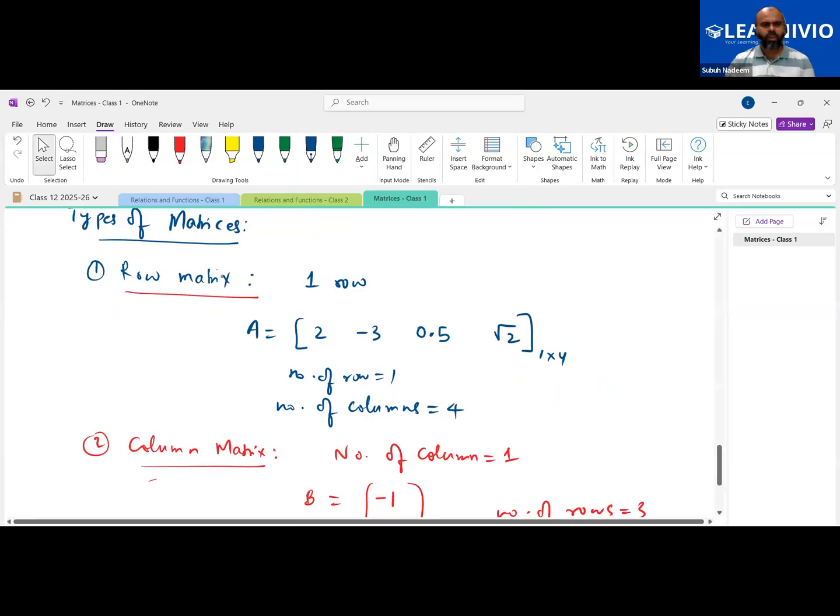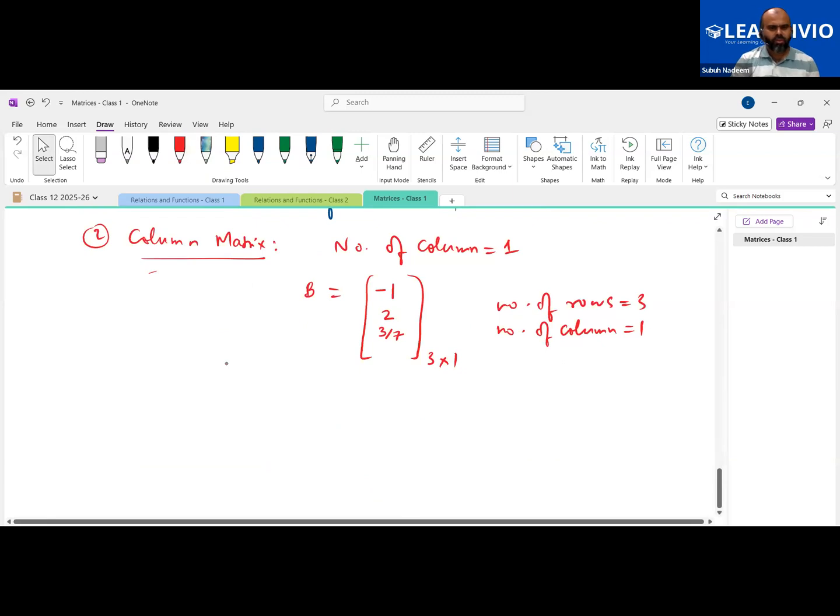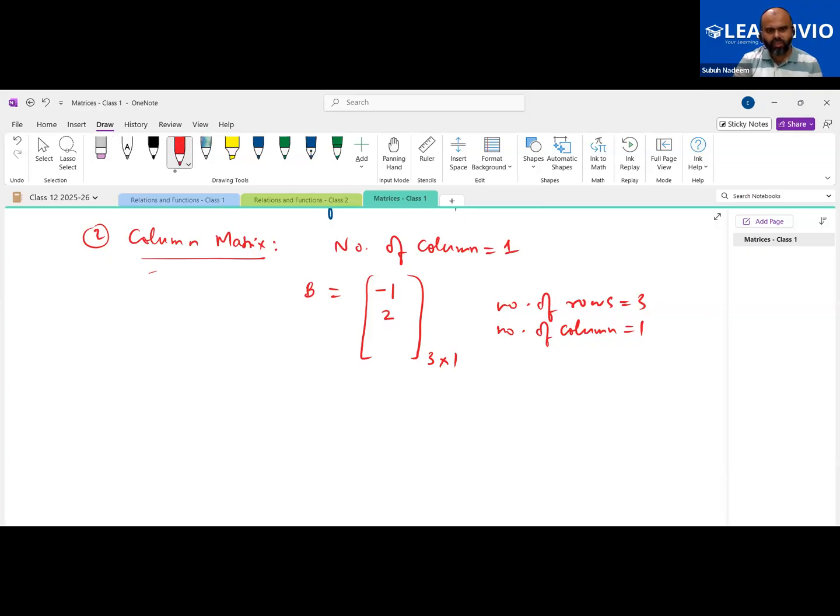In this, the number 3 by 7, right? This number I have shown here is only one number. It is a fraction, 3 by 7.